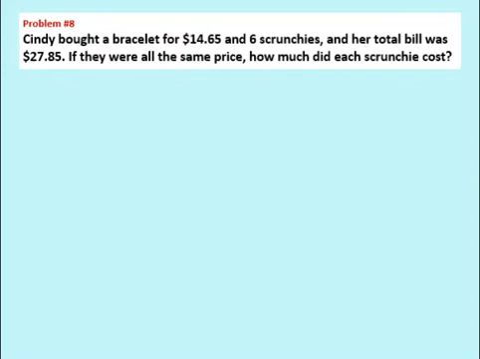Let's take a look at this one. Cindy bought a bracelet for $14.65 and 6 scrunchies, and her total bill was $27.85. If they were all the same price, how much did each scrunchie cost? So let's think about this. She's going to buy a bracelet, plus she's going to buy 6 scrunchies.